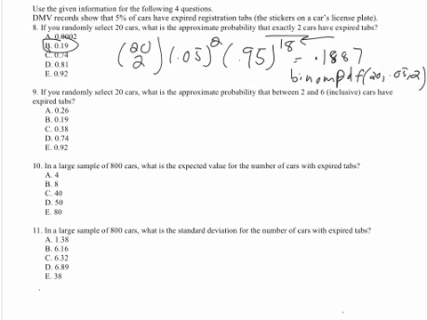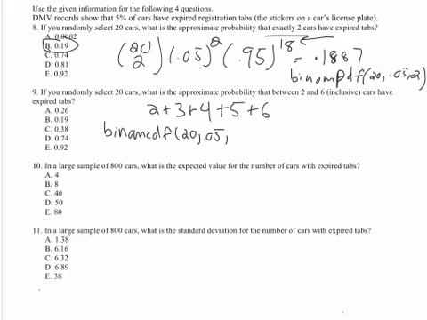Question 9: if you randomly select 20 cars, what is the approximate probability that between 2 and 6 inclusive have expired tabs? That means I really want 2 successes, plus 3, plus 4, plus 5, plus 6 successes. So let's think back to that silly little game we played when we did these notes. In terms of our calculator, I would want to do a binomcdf(20, 0.05, and I want to overshoot first, so I want a binomcdf with 6 in there. That technically gives me 0, 1, 2, 3, 4, 5, 6.